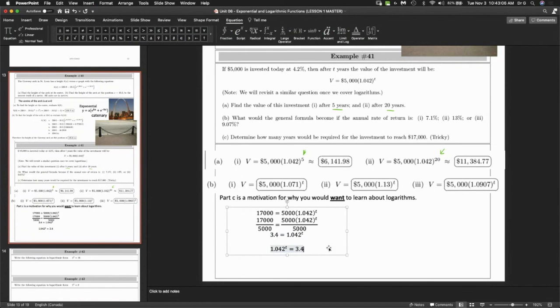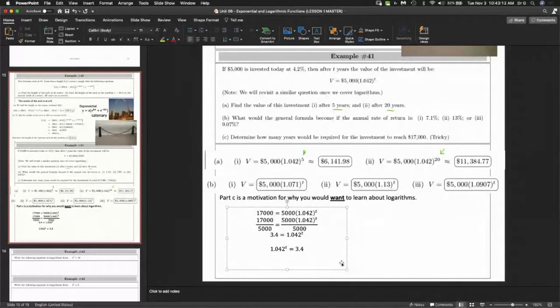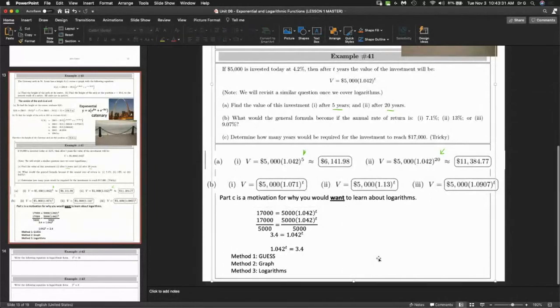Thank you, Siddharth. So how do you solve that? Well, I'll show you three possibilities, okay? There's three ways that I can think of. Method 1, you guess. Method 2, you graph. Method 3, logs. Those are the three most popular methods to solve this, okay?